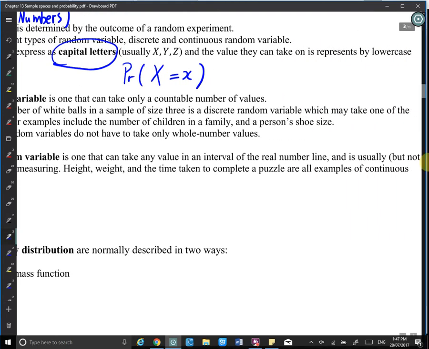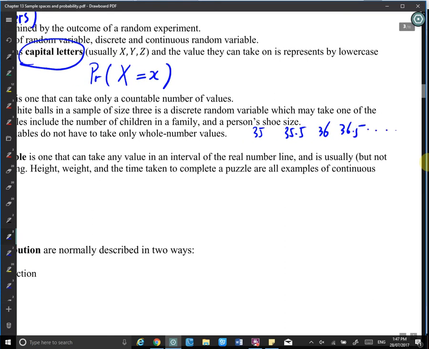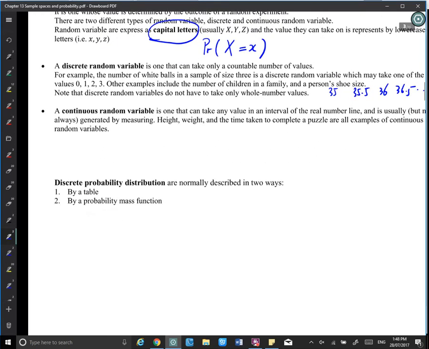A person's shoe size, you can have, for example, 35, 35.5, 36, 36.5, until maybe 43, and stop here. I start from 35, stop at 43, with 0.5 in between. It's still countable. The shoe size is countable, like I have 1, 2, 3, 4, 5. I can list them out. That's still discrete. So what is continuous?